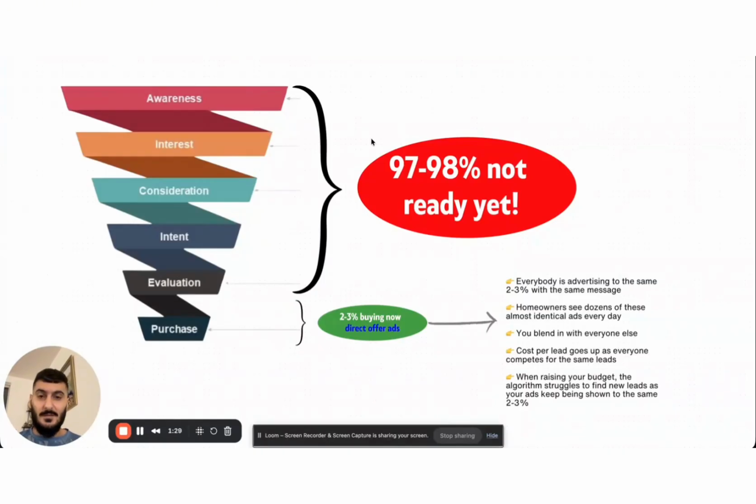But they don't focus on and nurture the rest of these people at the top of the funnel, middle of the funnel. And to attract people who are at the top or middle of the funnel, mostly middle of the funnel, we need to come up with a lead magnet. Now, a lead magnet is something of value that you give to your prospects, to your leads, in exchange for their email and their information.